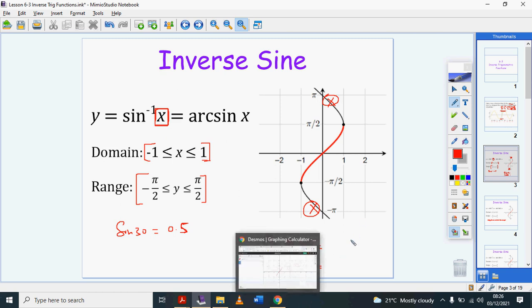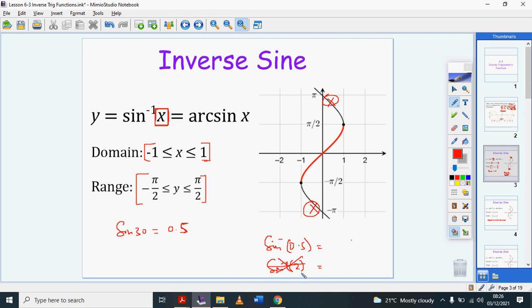So this is going to be very important. When you're working out these inverse functions, the domain has to be negative 1 to 1. And the other important thing is the range of values you expect to get out of this inverse function has to be between 0 to 90 or 0 to negative 90, depending on what value you're working with.